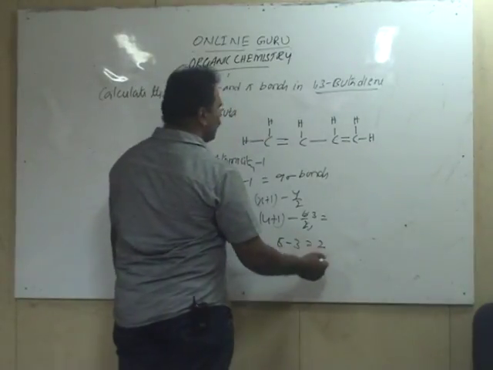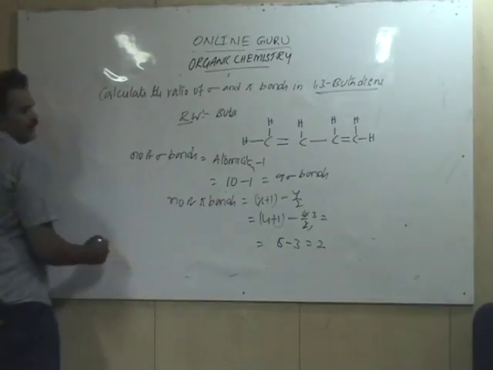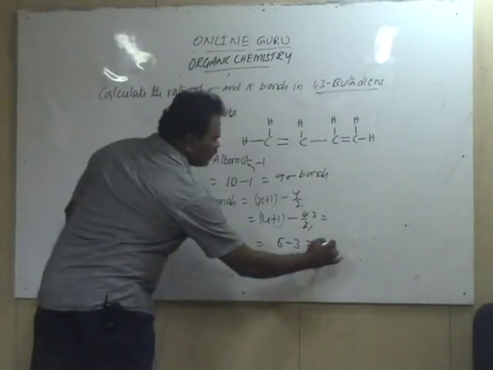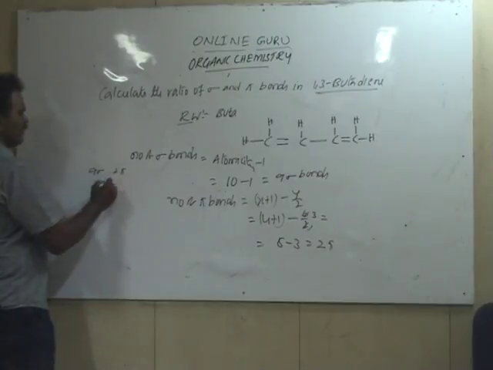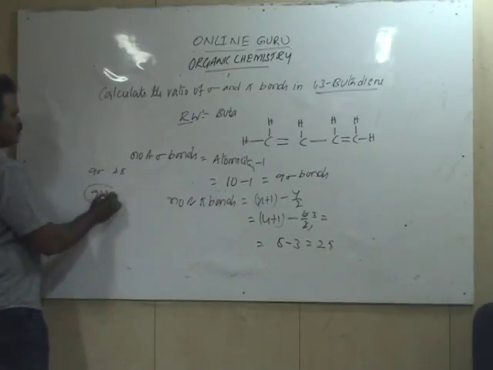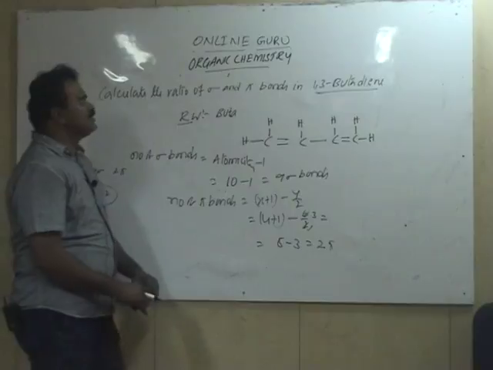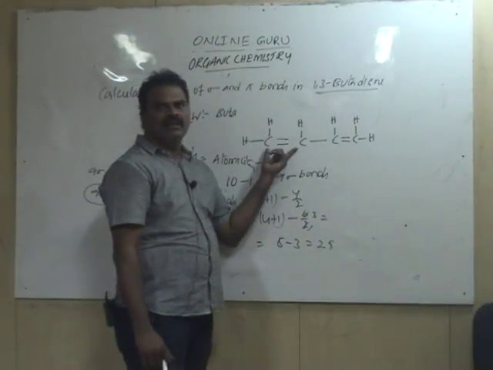It has 2 pi bonds and 9 sigma bonds. So the compound has 9 sigma bonds and 2 pi bonds. The ratio is 9:2. This is the calculation of sigma and pi bonds in the given compound.